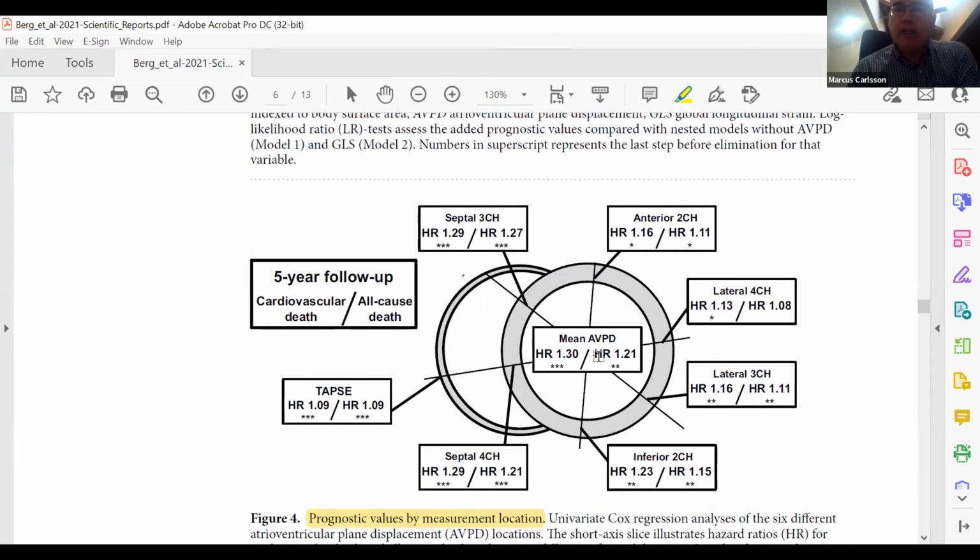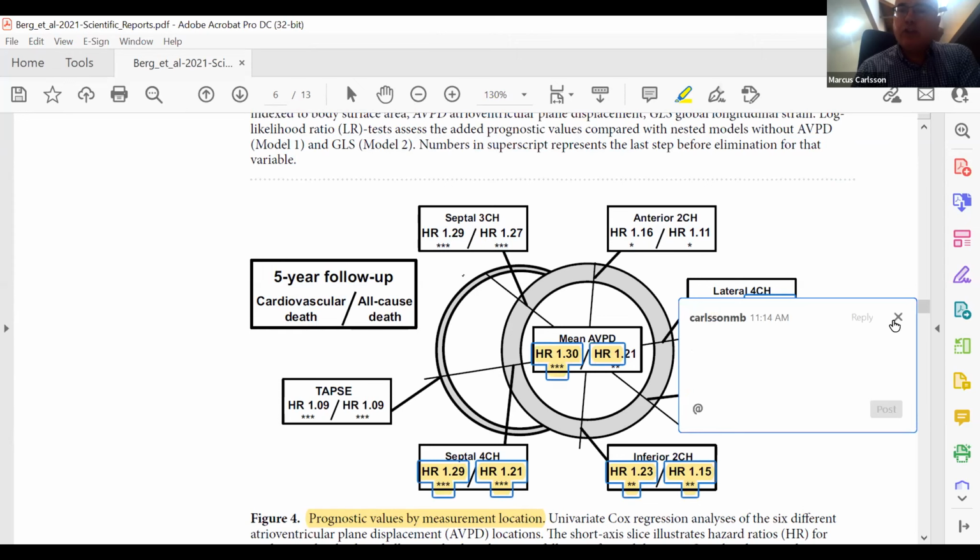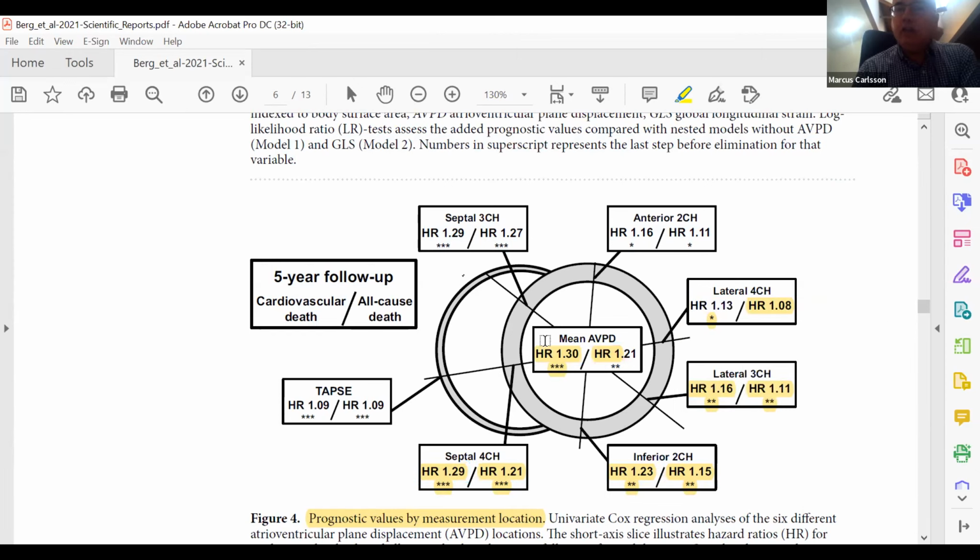Here is the slide showing the difference in hazard ratio depending on where you measure. In short, we can say that some have looked at lateral measures, some have looked at septal measures. In our study, the septal measures were a bit better compared to the lateral measures of AVPD, but the best measure was actually using the mean of all points. And that makes sense, since you will take away some measurement variability if you use a mean of the 6 points.